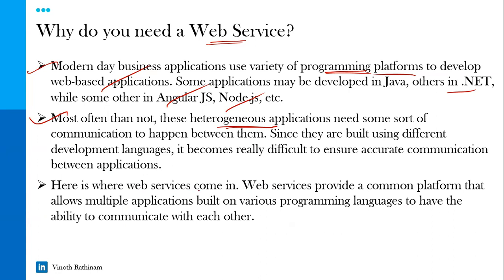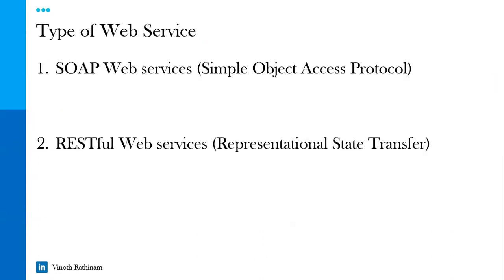And here is where web service comes in. Web service provides a common platform that allows multiple applications built on various programming languages to communicate. That is how you're going to communicate through the web service. Now, how is it communicating? One is through SOAP web service, another one is through RESTful web service. So these are the types of web service, and this is how they communicate between the client and server.